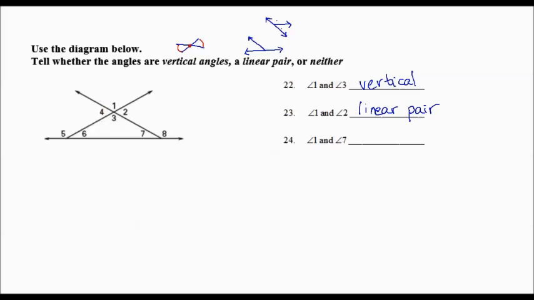Lastly, we have angles 1 and 7. And these really do not have any connection or relation to each other, so I'm going to call them neither.